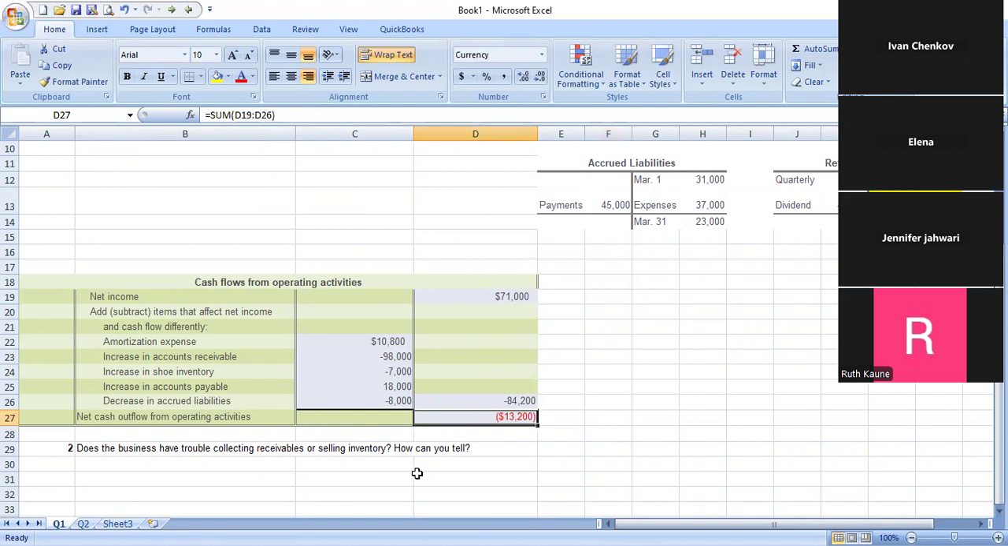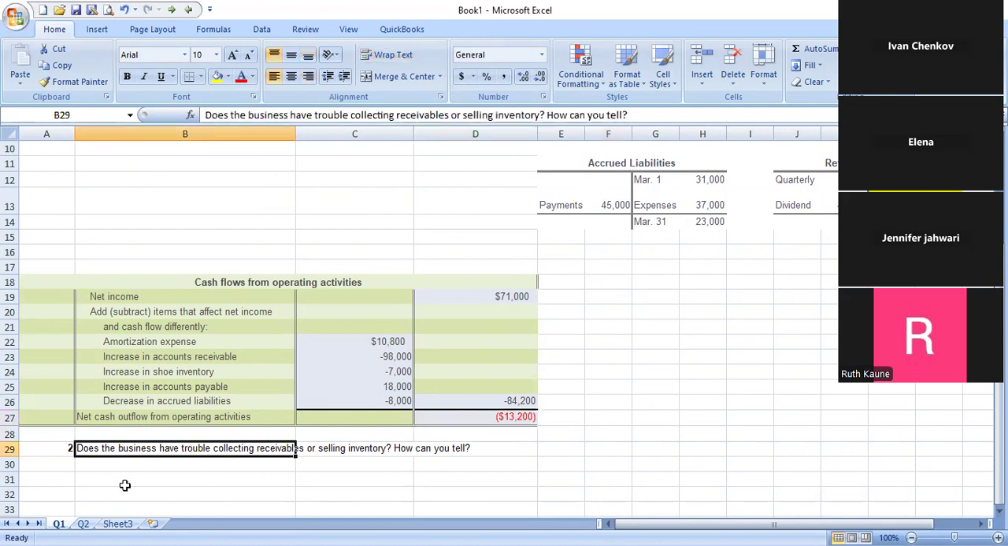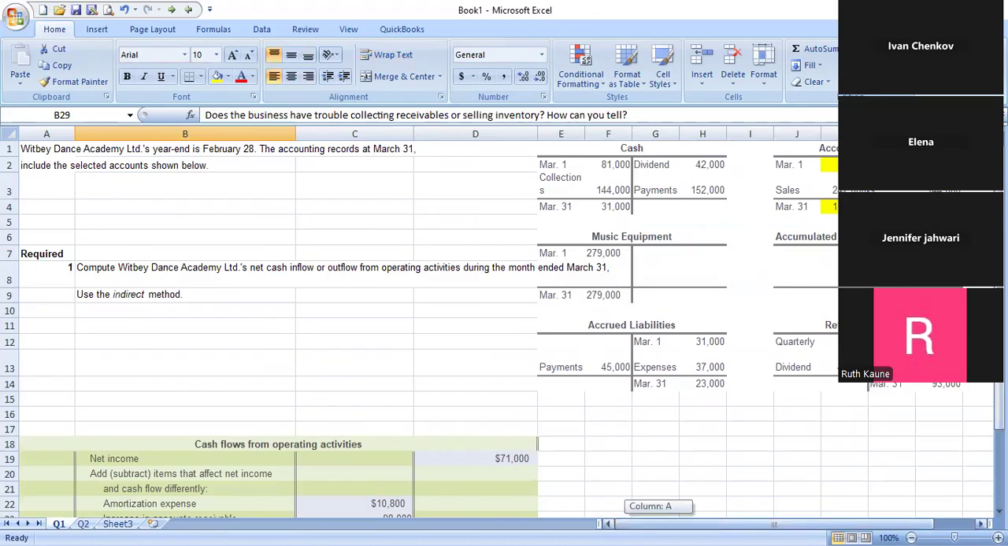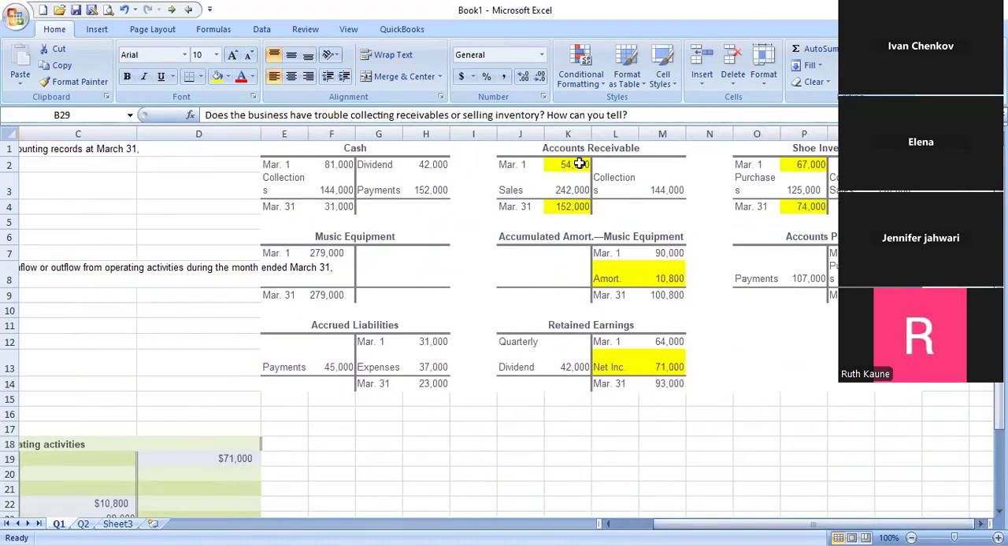So if you see something like this negative, then the next question is always going to be: does the business have trouble collecting receivables and selling inventory? What you can say is yes, the company definitely has a problem collecting receivables and a problem selling inventory. Why? Because the purchases are way more than whatever they're selling. And that is the analytical component in the question which you have to respond to.